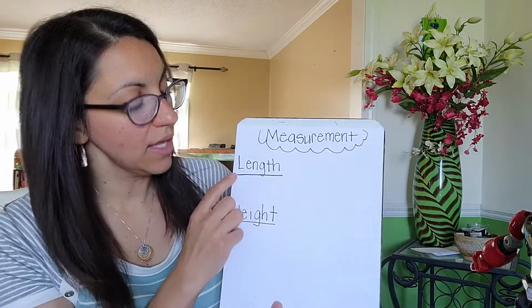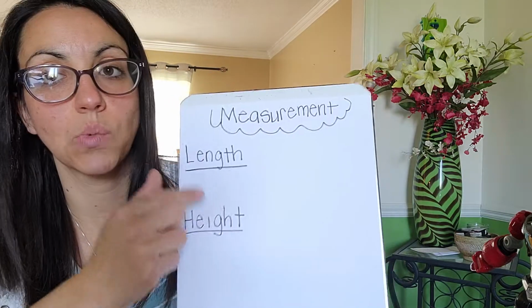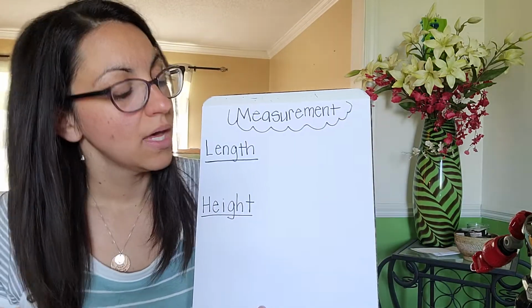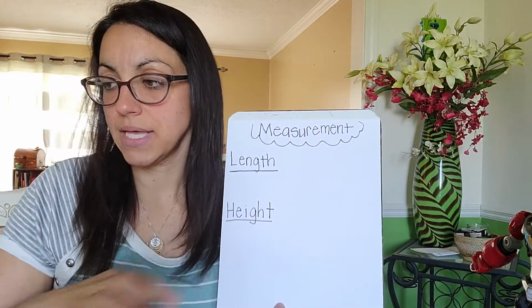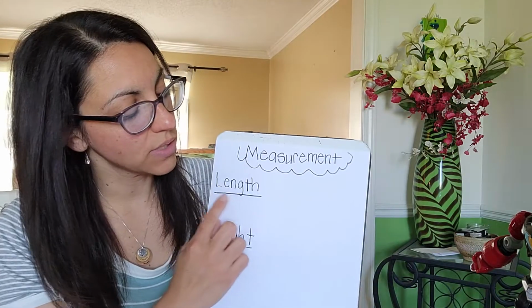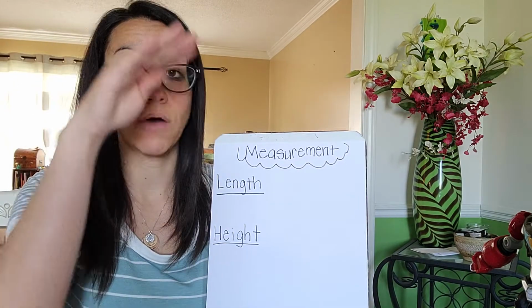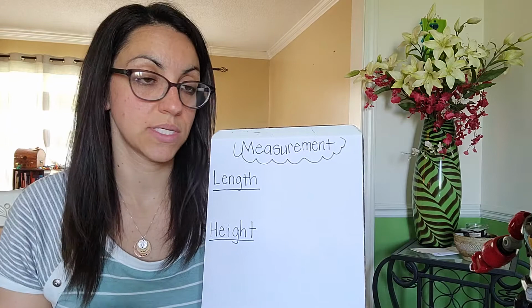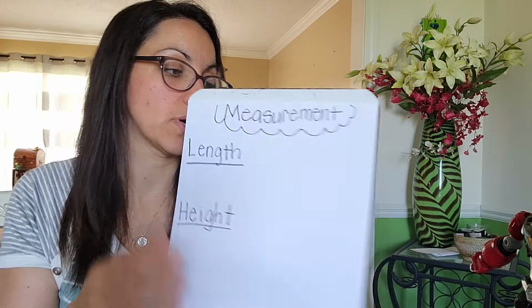So today we're going to be talking about two different words, length and height. We're going to learn about those words and what they mean, okay? Length tells me how long something is. So if I lay something down on the ground, I want to see how long it is, then I would be measuring length. And if I'm measuring height, that's telling me how tall or how short something is. So when we're measuring height, we are measuring how short or tall something is.